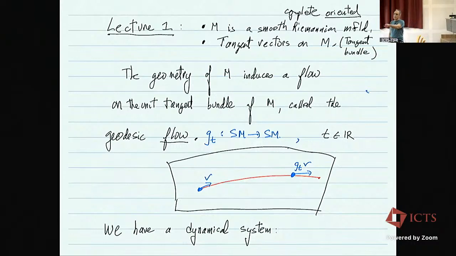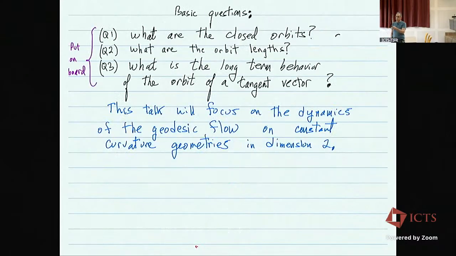So you get a flow on the unit tangent bundle, and this sets up a dynamical system. There are three basic questions you can ask about a continuous dynamical system. What are the closed orbits? That's the first question. What are the closed orbit lengths? And what's the long-term behavior of an orbit of a tangent vector? What happens after a long, long time?